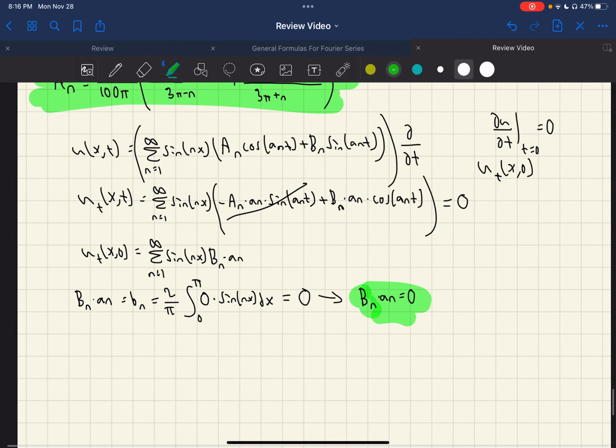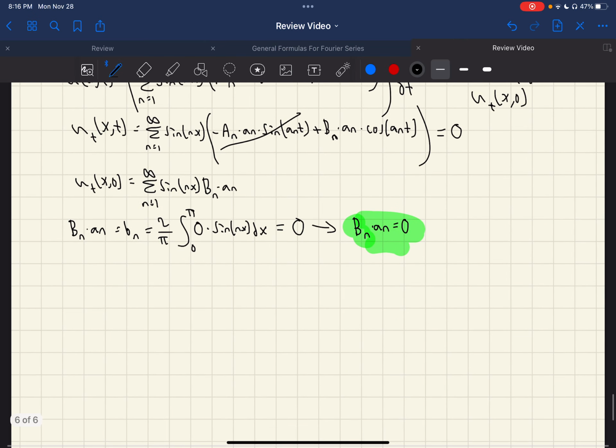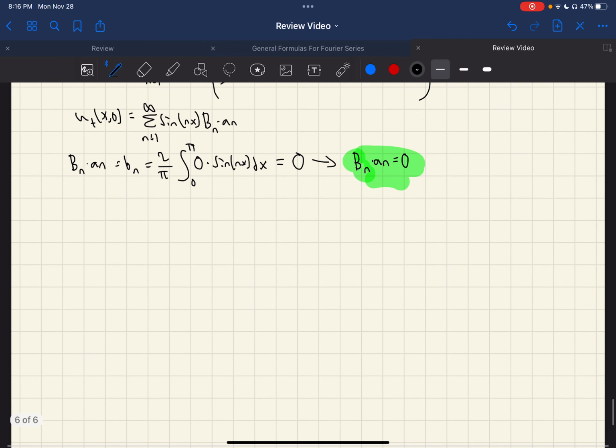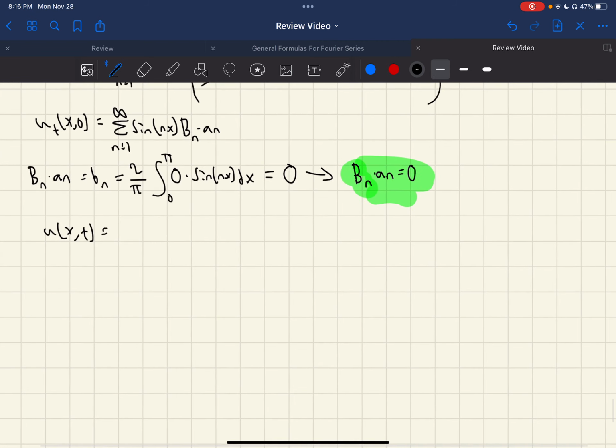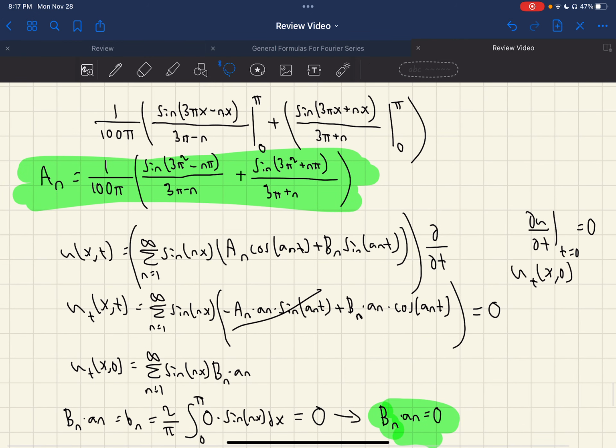So now we have both Fourier coefficients, which means we can go back to our original u of x, t, and we can plug them in. So we have the infinite sum, n equals 1, sine of nx, and then now I'm just going to copy and paste it.